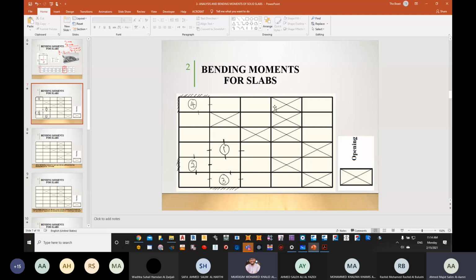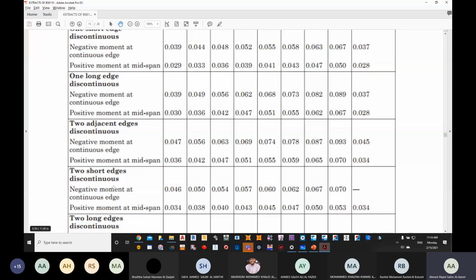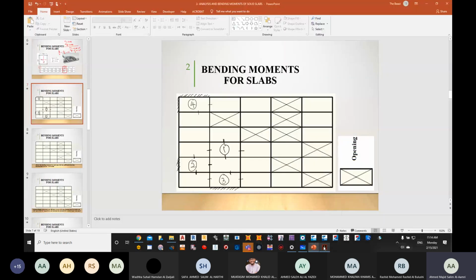Where? Will be the left and right. Okay, which one here? Which row? Can you check? We said, once again, we return back. We are talking about two short edges, discontinuous. Means two sides, which are short, discontinuous. So where are these? Start on the last row. Last row, and then? Yeah, the first one.